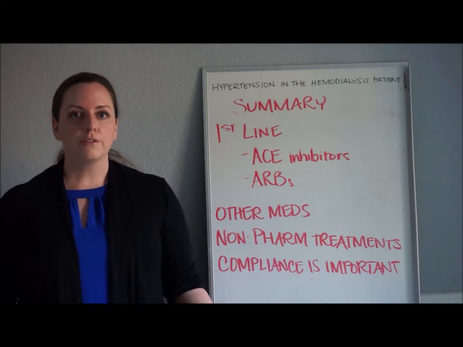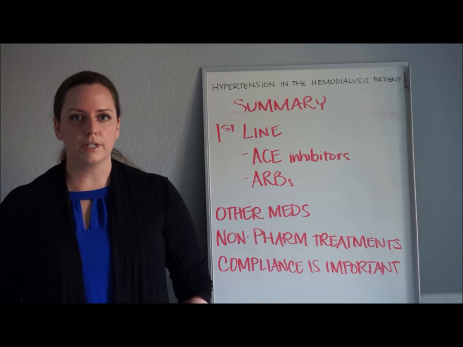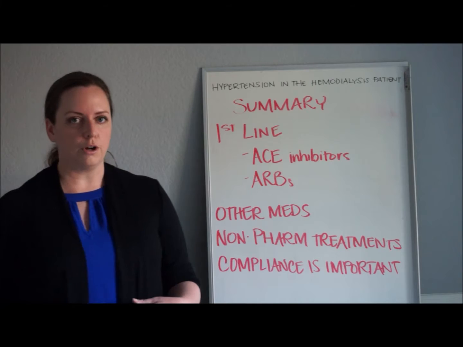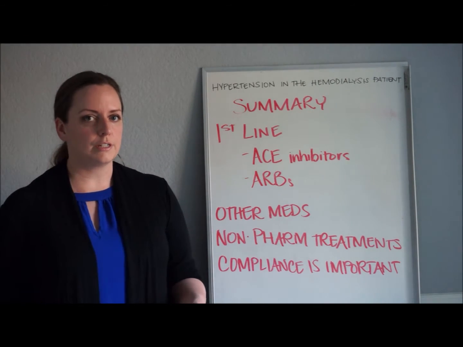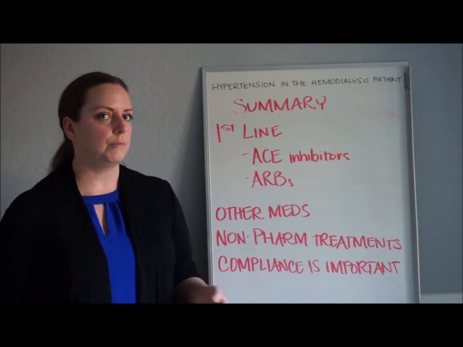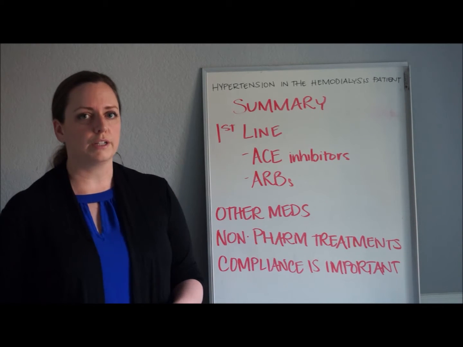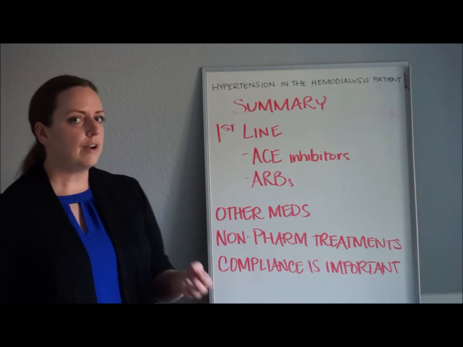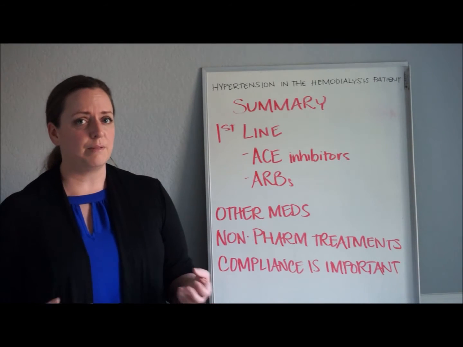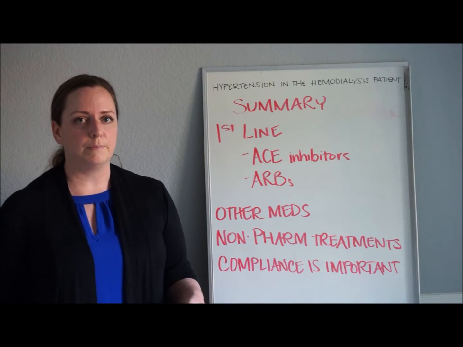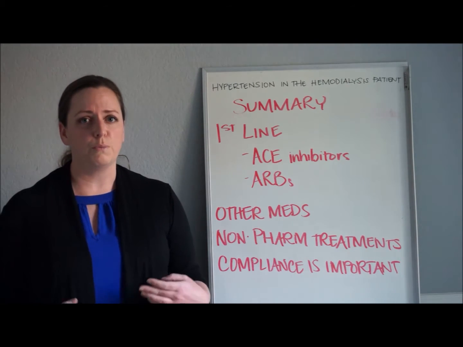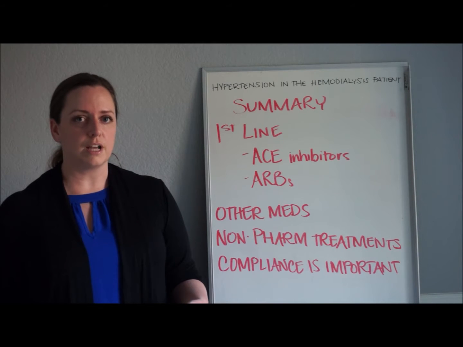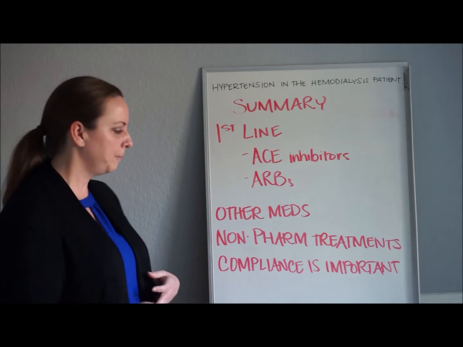So in summary, the first-line treatment for hemodialysis patients that are hypertensive includes ACE inhibitors and ARBs. Other medications available for these patients include beta blockers, calcium channel blockers, vasodilators, and the other antihypertensive medications. Every medication has side effects and benefits, so it's important for these patients to discuss with their physician which one works best for them based on their side effects and the results of the medications on their blood pressure.